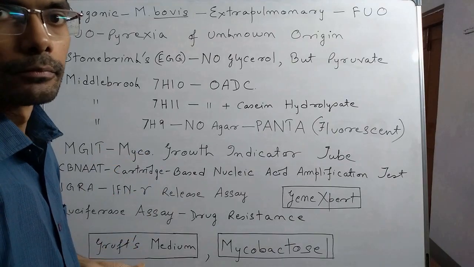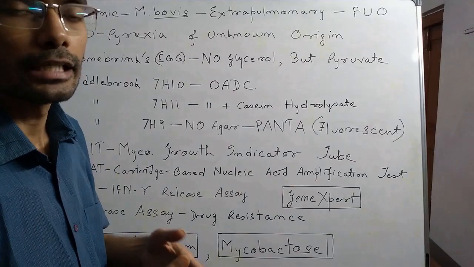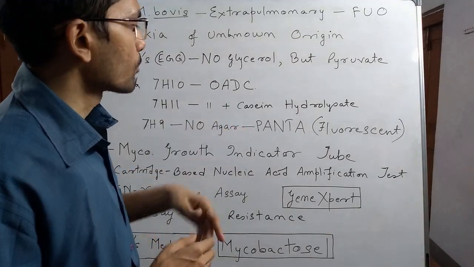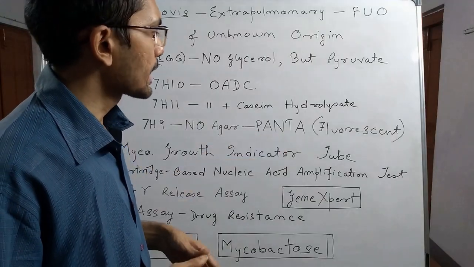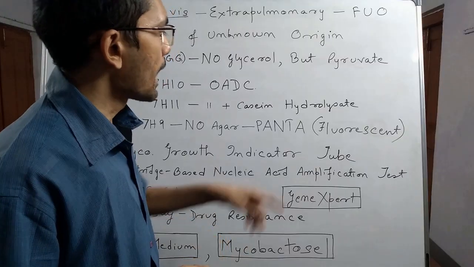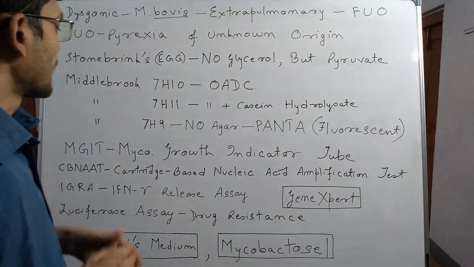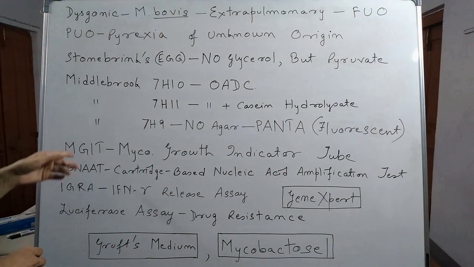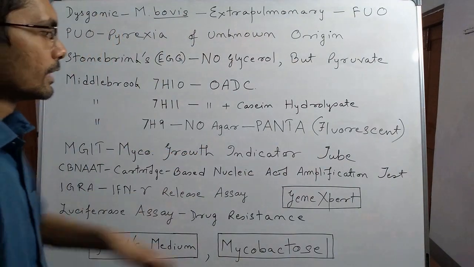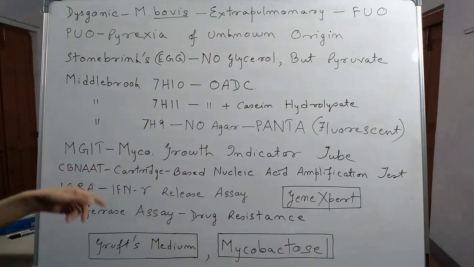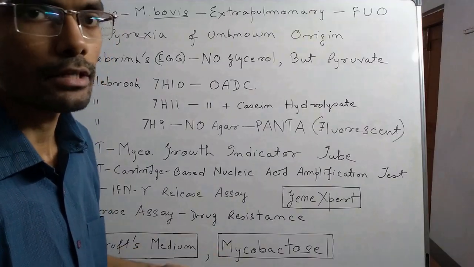So it's a liquid medium, and it's supplemented with PANTA, a mixture of antibiotics to inhibit the growth of contaminants. P stands for polymyxin B, A is for amphotericin, N for nalidixic acid, T for trimethoprim, and A for azlocillin. Middlebrook 7H9 is a fluorescent medium and it's used with an automated technique called MGIT, or Mycobacterial Growth Indicator Tube. GeneXpert and CBNAAT are two other examples of applications of automation in diagnosis and research.